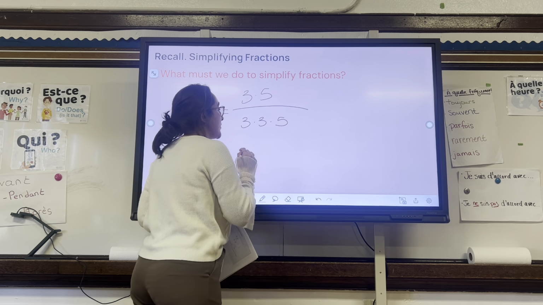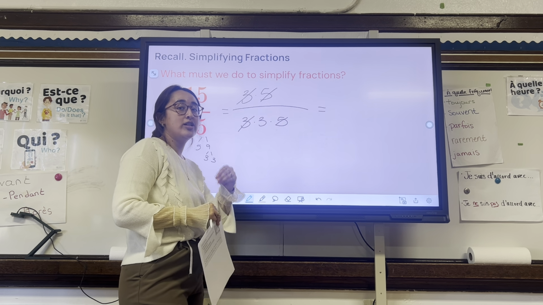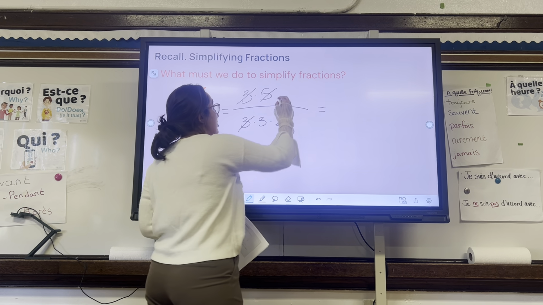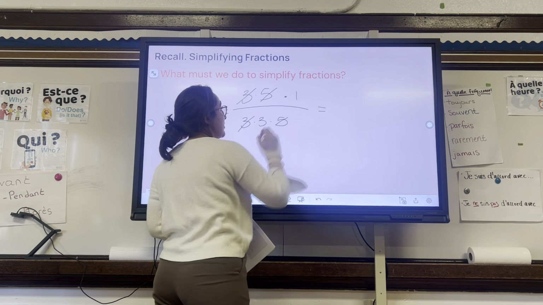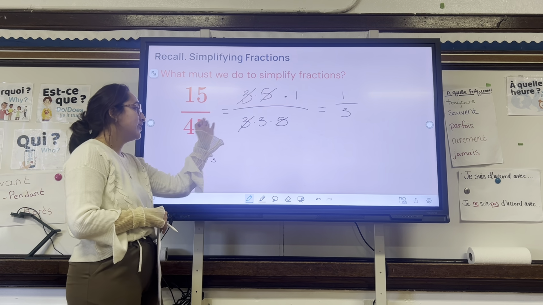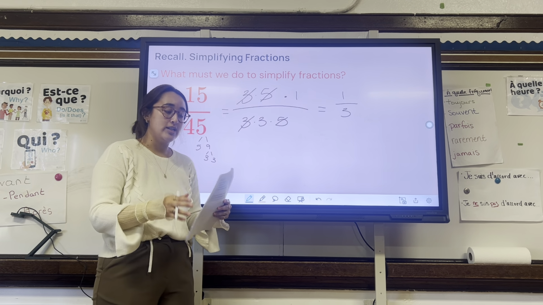So when you simplify, you ask yourself, what can I eliminate? So we have a 3 and a 3, and a 5 and a 5. If everything up top is eliminated, it does not turn into 0, right? Because there is always that invisible 1. So this is going to be 1/3. And you can check this in the calculator, right? 15 over 45 simplifies to 1/3.